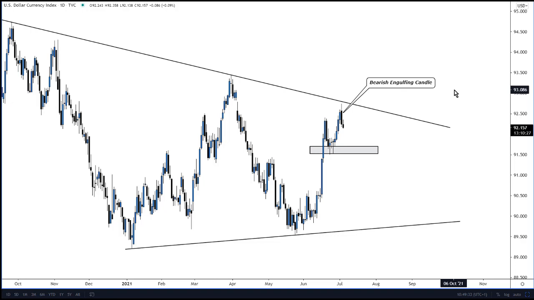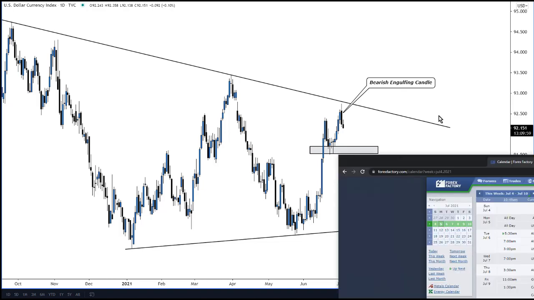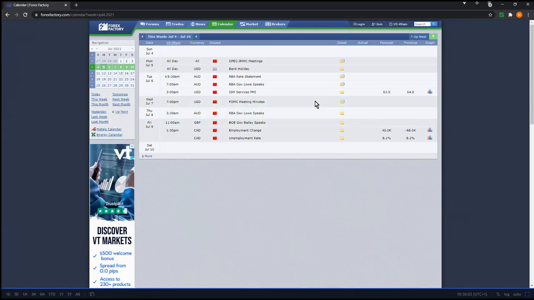Before I forget to tell you, it is a bank holiday in the USA today. Independence Day was yesterday, July the 4th, but because it fell on a Sunday, we now have the bank holiday on the Monday, so today. Let me just show you that and bring the calendar over. There we go, USD bank holiday all day today.